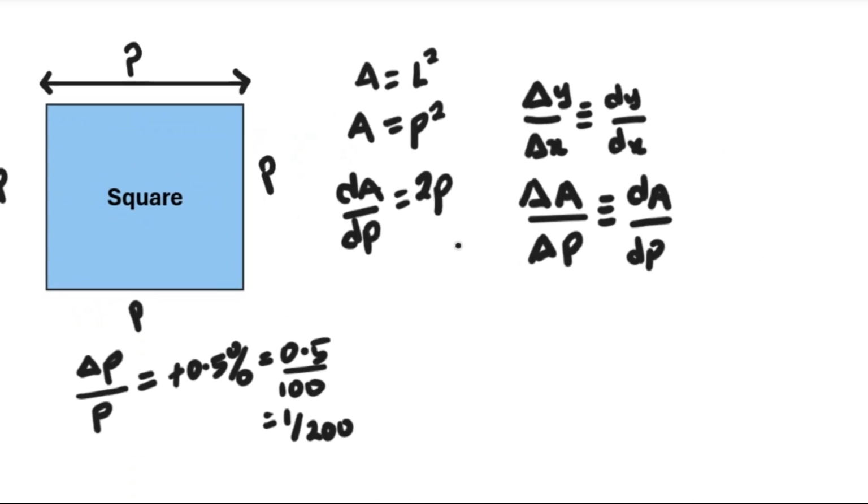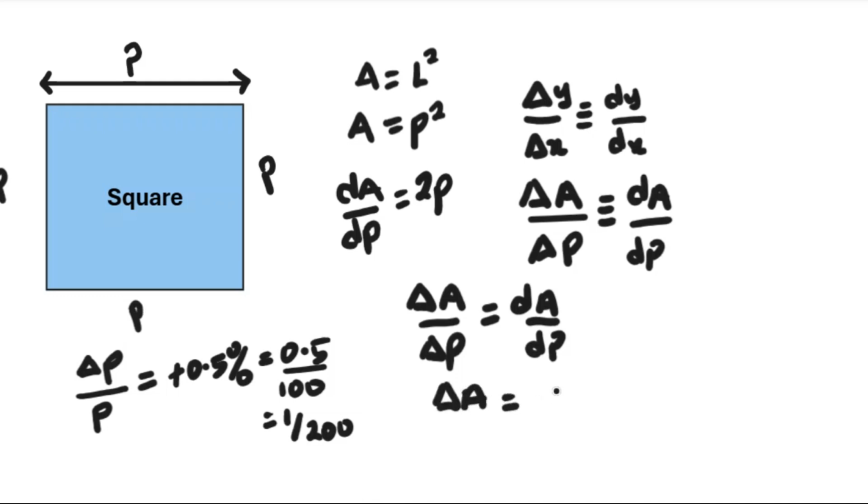So now let's start. If delta A over delta P is equal to dA/dP, what it means is that delta A will be equivalent to dA/dP times delta P. Okay, now before I go to the next step, one thing you need to notice is that what are we looking for? We are looking for the approximate percentage increase in the area.